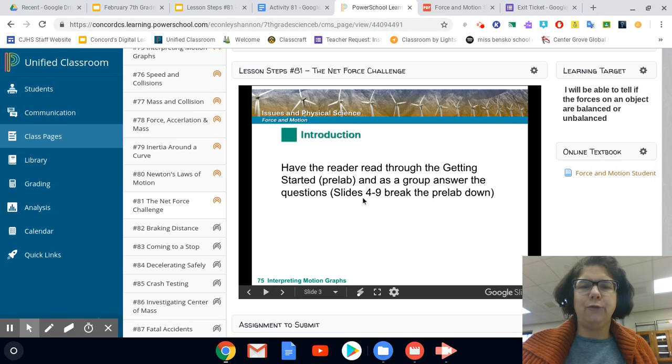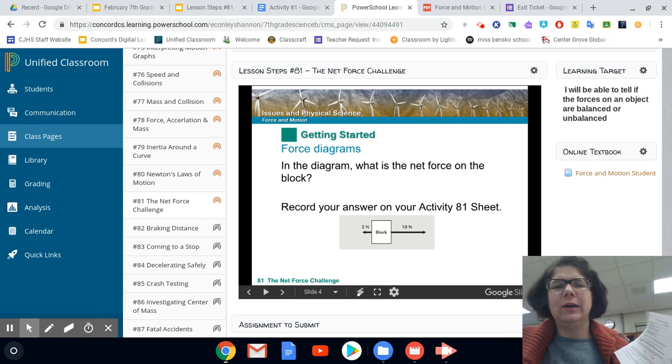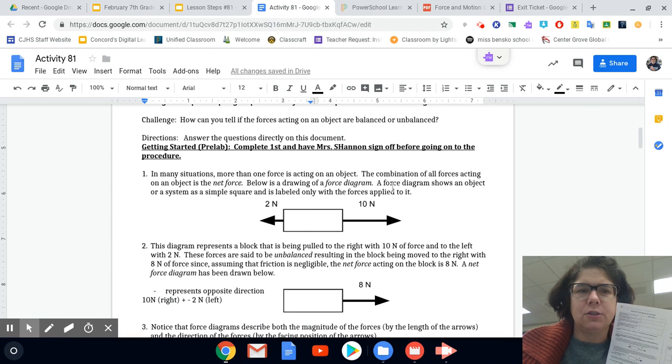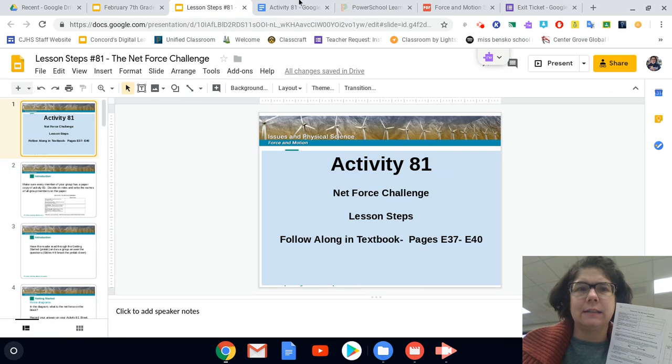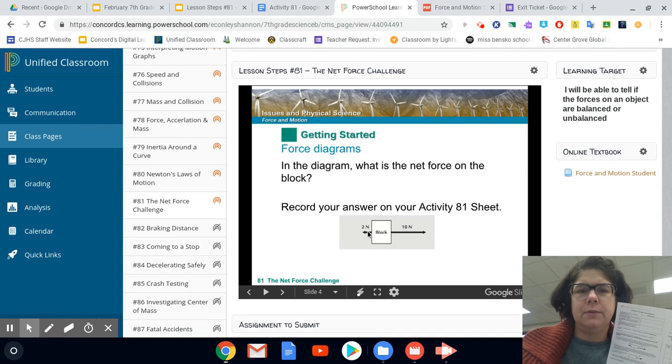It says slides 4 through 9, break this pre-lab down. So that means the next few slides, it's going to talk to me a little bit more about it. So for the first question, I will notice that this slide looks a lot like this picture right here. In many situations, more than one force is acting on an object. Well, when I'm in here, we have the same thing, more than one force acting on an object. The question is, what is the net force on the block?